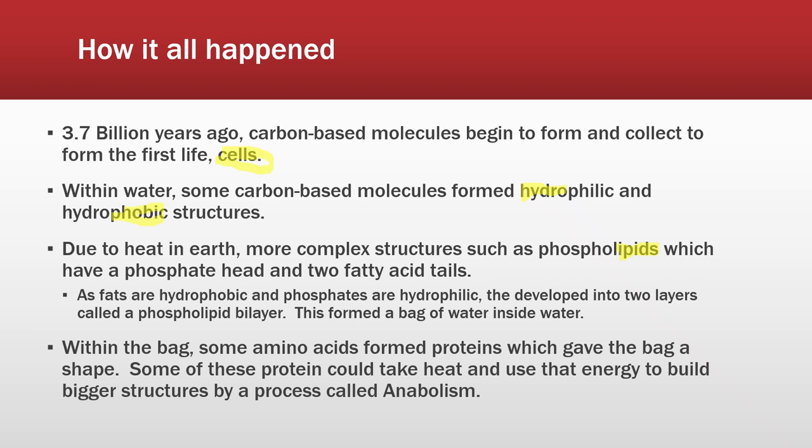Now within these cells, you have some carbon-based structures called amino acids, and they bind together to form proteins. These give these bags of water shape, and so we call them cytoskeletons. Cyto means cell, and skeleton is what gives it a shape. Now, some of these proteins, some of the cytoskeletons even, can take heat and use that to build bigger structures. Anytime you take heat to build something bigger, we call it anabolism. It's part of metabolism. Anabolism is when you build something up. And to build something, you need to put energy into it, which I'll mention a little bit more in the next slide.